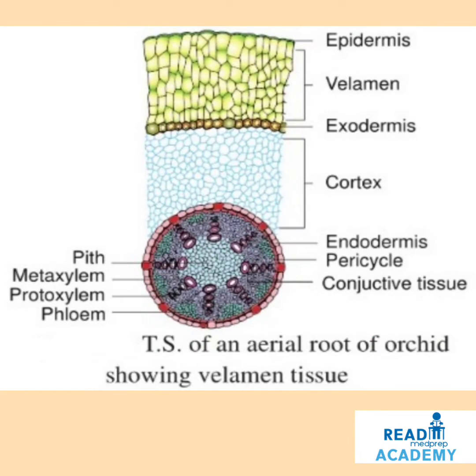Here in this image, you can see the transverse section of an aerial root of orchid showing velamen tissue. The upper surface is the epidermis, and below the epidermis is the velamen tissue. Below the velamen tissue is the exodermis. Below the exodermis is the cortex. And you can see the endodermis. Inside the endodermis is the conjunctive tissue, and in between the conjunctive tissue you have the metaxylem and the protoxylem and the phloem, and in the center you have the pith.